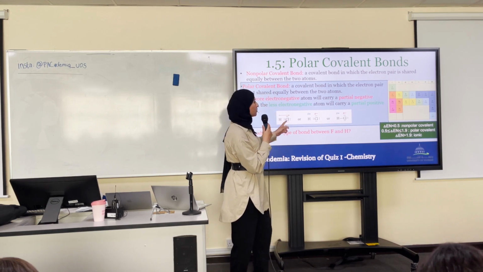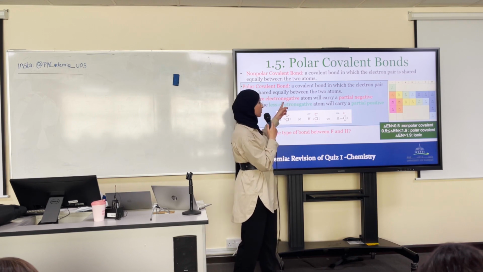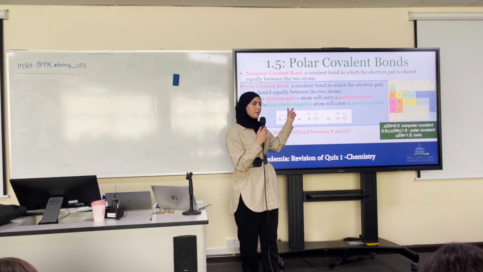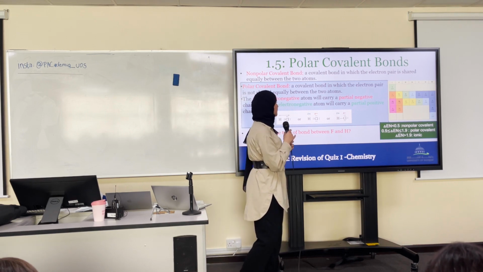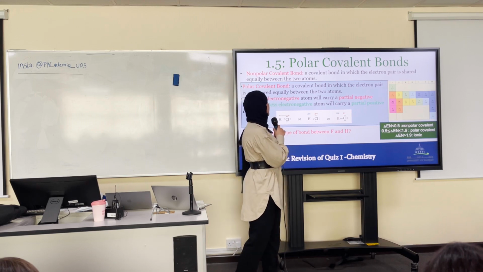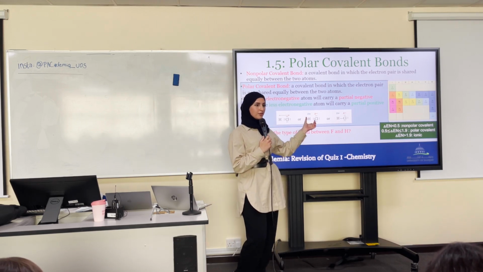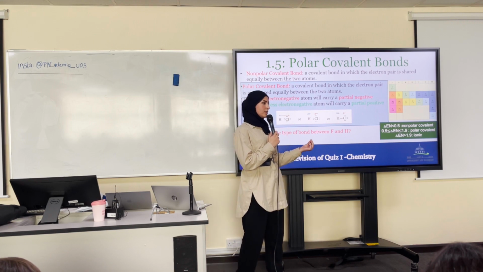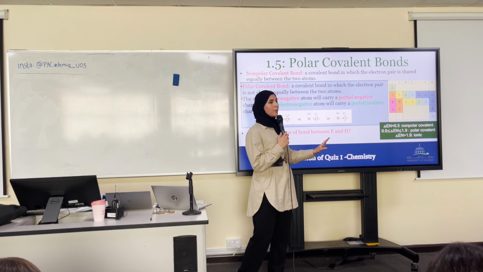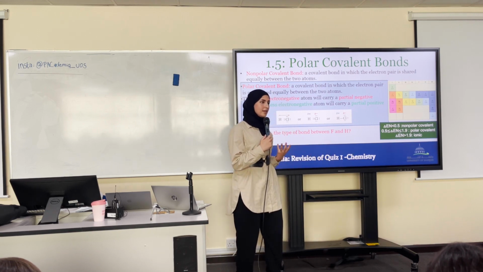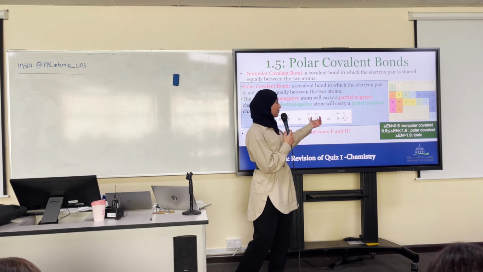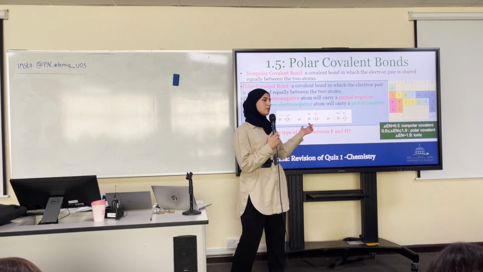So a covalent bond in which the electron pair is not shared equally. Why is the electron pair not shared equally? Because there's a difference in electronegativities. The more electronegative atom, the one that attracts electrons, will be partially negative because it attracts the electrons more to itself. And the less electronegative atom will carry a partial positive charge.